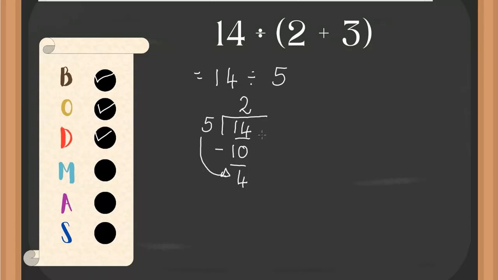So is there any number left to bring down? So what is the final answer? 2 remainder 4 will be your final answer in this particular case. There's no multiplication, there's no addition. Well, there was in the brackets, I suppose, right? But there's no subtraction. And just like that, you have solved your problem.